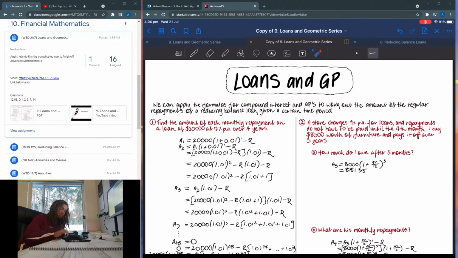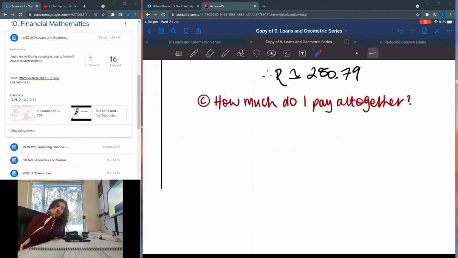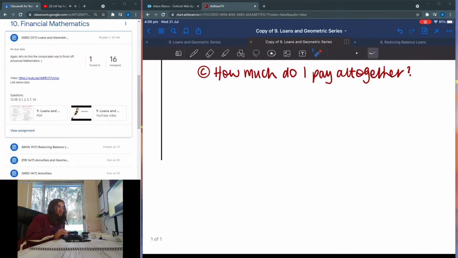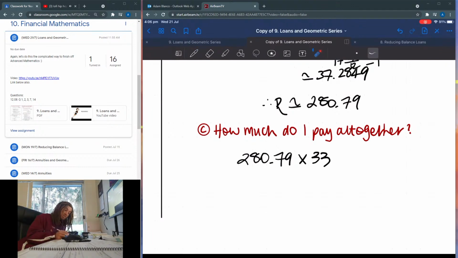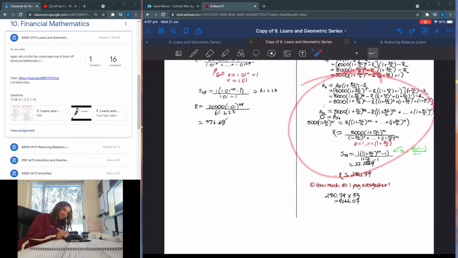That's your only problem. And your last question is, how much do I pay altogether? It's really easy to fall into the trap of thinking about the interest, but you're only paying monthly repayments. You're only paying $280.79. They're your monthly repayments. How many do you have? Well, there were 36 months, but you only paid 33 of them. So that's how many times you pay your monthly repayment, 33 times. This is equal to 9266.07.